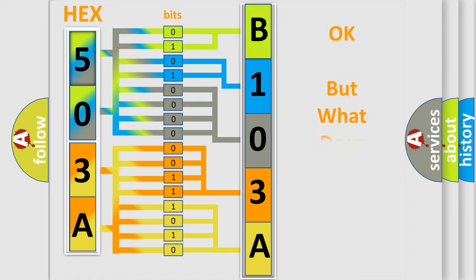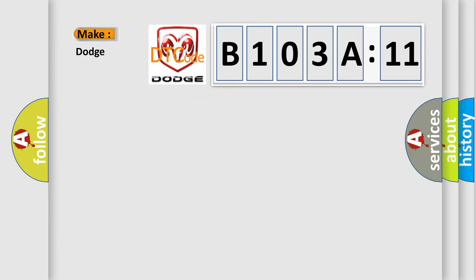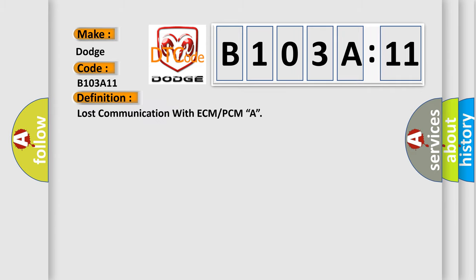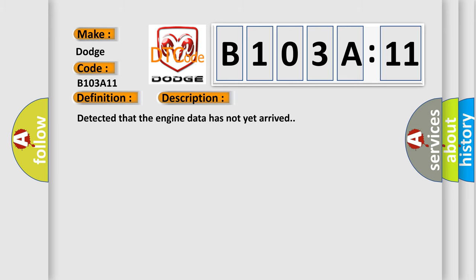The number itself does not make sense to us if we cannot assign information to what it actually expresses. So, what does the diagnostic trouble code B103A11 interpret specifically for Dodge car manufacturers? The basic definition is lost communication with ECM or PCM. And now this is a short description of this DTC code: detected that the engine data has not yet arrived.